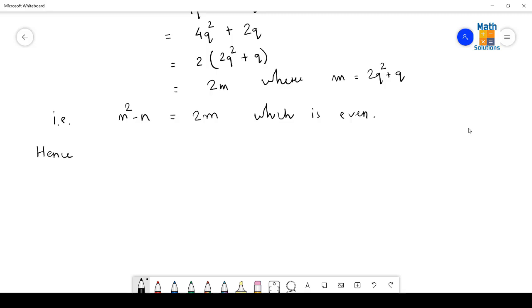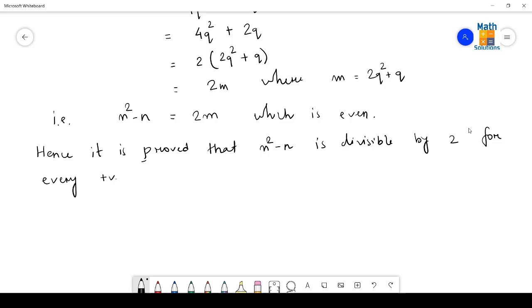Hence it is proved that n square minus n is divisible by 2 for every positive integer n. So that's the answer.